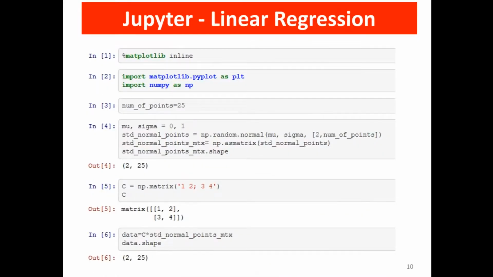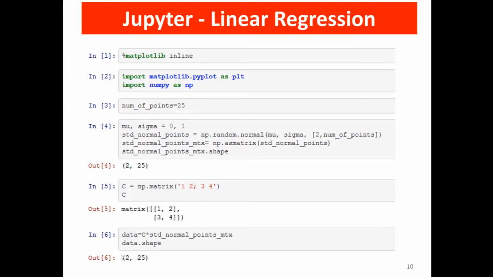In the next few slides, I'm showing a Jupyter Python notebook code of linear regression. The code is quite straightforward. First, we create 25 two-dimensional points. This will be our training set. Then we create a matrix with standard Gaussian elements independent from each other. The shape of this matrix is 2 times 25, and then we multiply this matrix with another matrix C, and this C times the previous matrix will be our final training set.